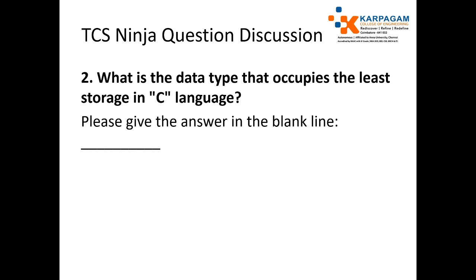Next question is, what is a data type that occupies least storage in C language? We have several basic primitive data types like integer, float, character. Integer takes 4 bytes and also short int takes 2 bytes. A floating point variable takes 4 bytes, but a character variable only holds 1 byte. The answer is character.